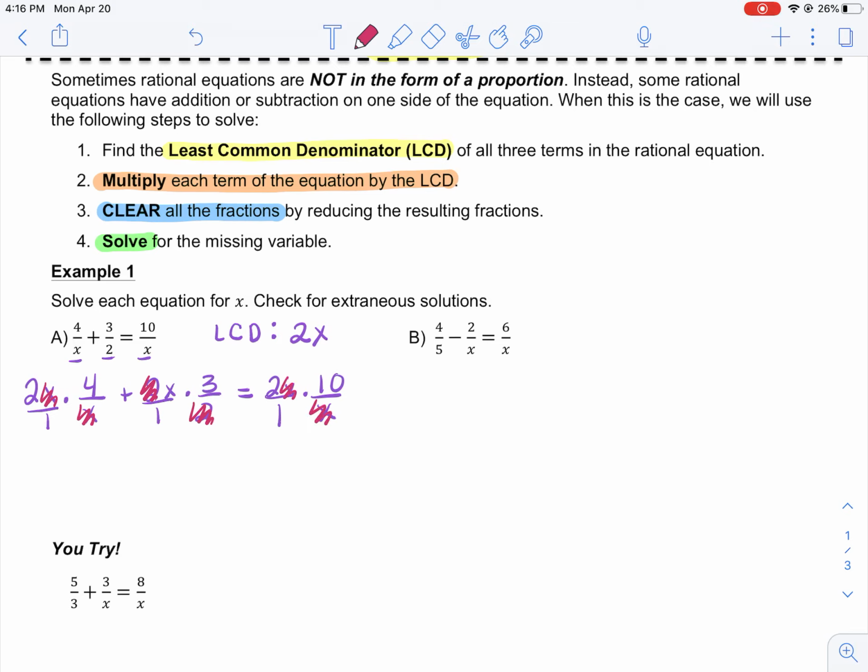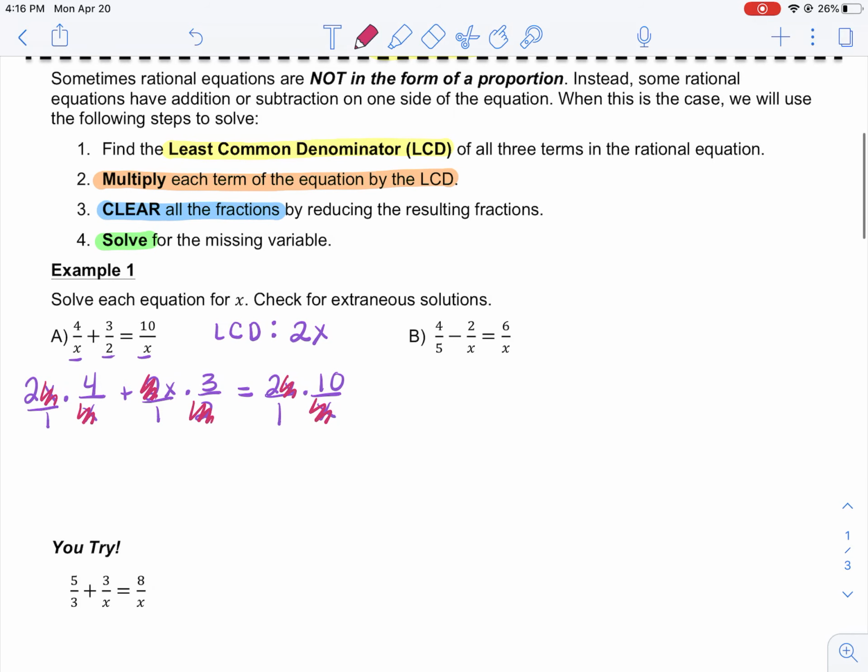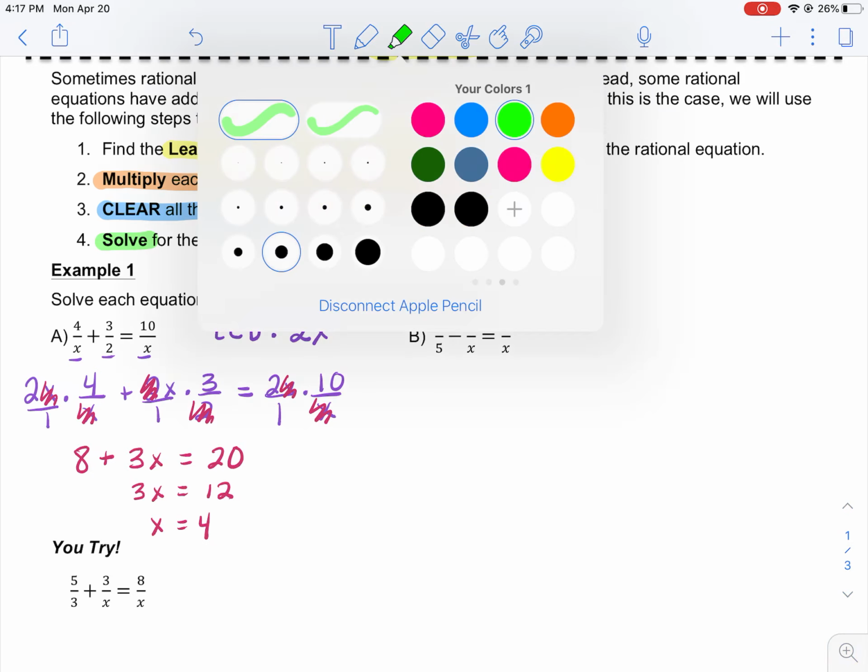And so what we're left with, we're going to multiply. Now, we have 2 times 4 is 8, plus x times 3 is 3x, equals 2 times 10 is 20. And so by multiplying each term by the LCD, we clear the fractions. Okay, so to finish the problem, we're going to subtract 8 from both sides, and we get 3x equals 12. And then if we divide both sides by 3, we get x equals 4.